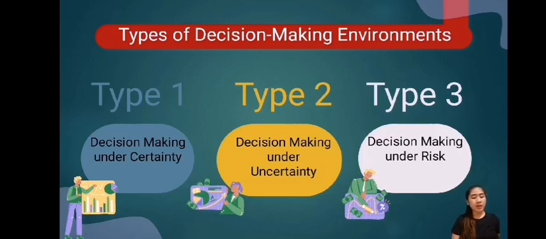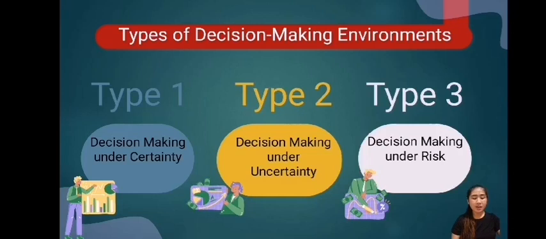Number two, decision-making under uncertainty. There are several possible outcomes for each alternative, and the decision maker does not know the probabilities of the various outcomes. So in this type of environment, the probabilities are not known.